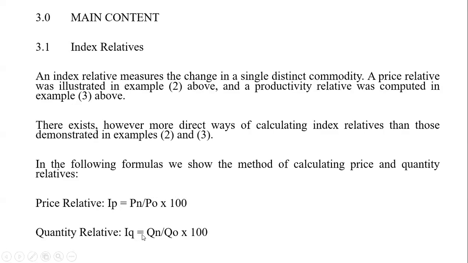Quantity relative is also given by the quantity at some other time point divided by the quantity at the base time point. That's 100%. So if a question is given, you should get all these values and then substitute into the formulas. It's just formula work. The formula I'll give to you, your duty is to know what each parameter stands for, and then you should be able to implement it.